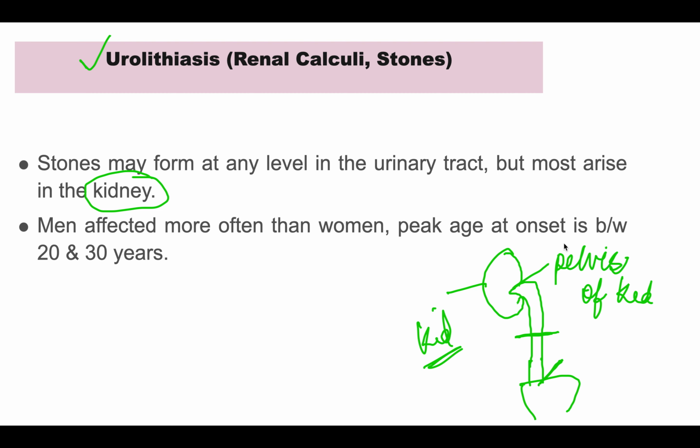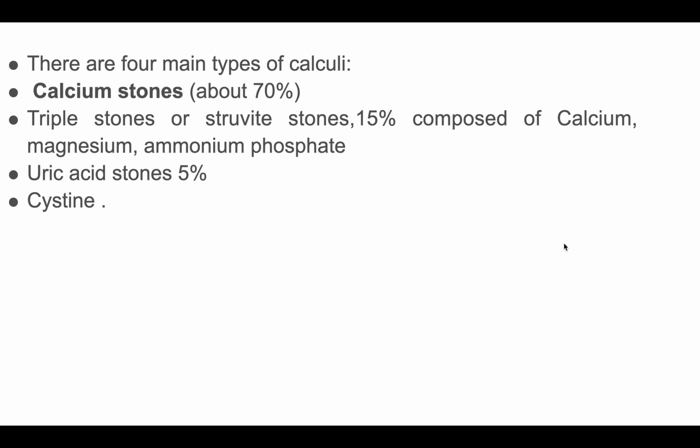Now, mostly men are affected more than women, and the age affected is around 20 to 30 years. Now, there are 4 main types of the calculi. In this lecture, we will understand what the types of calculi are, how they look, and what the etiology behind them is. So the 4 main types of calculi are calcium stones, triple phosphate stones, uric acid stones, and cystine stones.